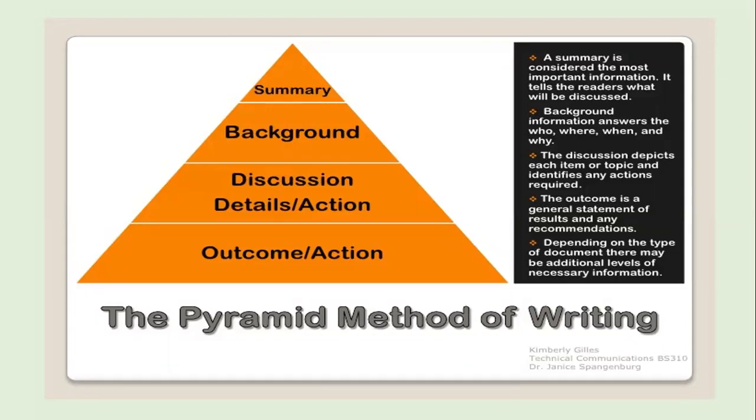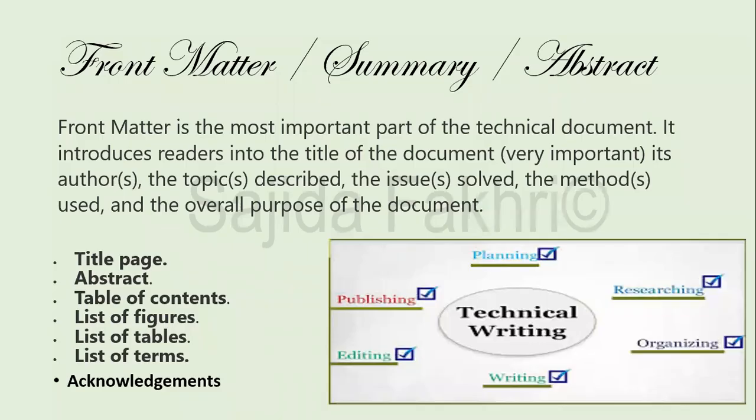Depending on the type of document, there may be additional levels of necessary information. So after this, you could add a bit depending. Of course, this will differ from person to person. Okay, so we'll first take the summary. So front matter or the summary in the abstract. Front matter is the most important part of the technical document. It introduces readers into the title of the document. So the title page itself tells you immediately. So it has to be very crisp and very clear so that you tell the audience what you're writing about immediately. Title of the document, which is very important, the author, which would be you if you were the writer, the topics which will be described, the issues which would be solved, or one issue if it's going to be solved, the methods used, and the overall purpose of your document.